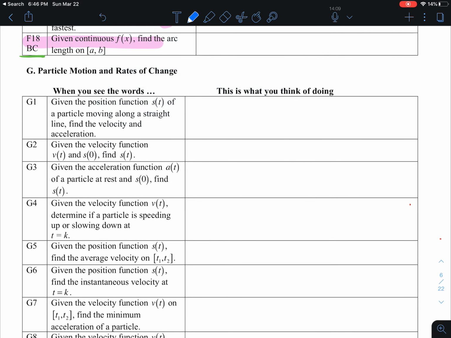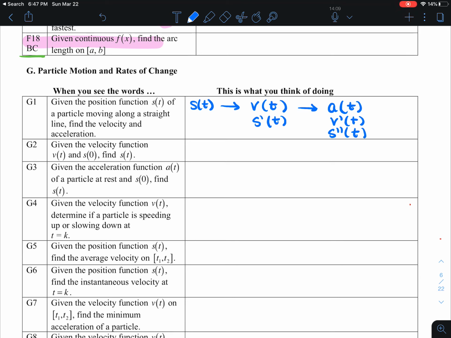It will strictly be what we recognize as derivatives. So I'm going to try to stick to that as we go through these. G1 says, given the position s of t of a particle moving along a straight line, find the velocity and the acceleration. Well, if we're given position, we're going to take the derivative, and that will give us v of t. So these things are equivalent in the column. If we take the derivative of that, that will give us a of t, which would be v prime of t, or s double prime of t. There's the relationship when we start with position.